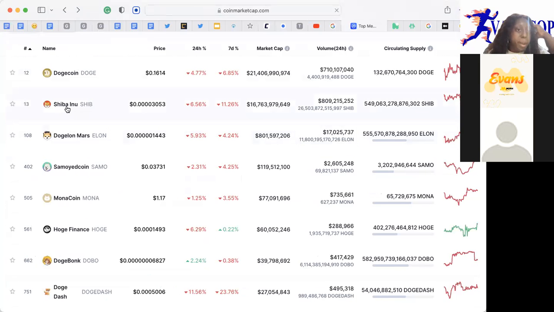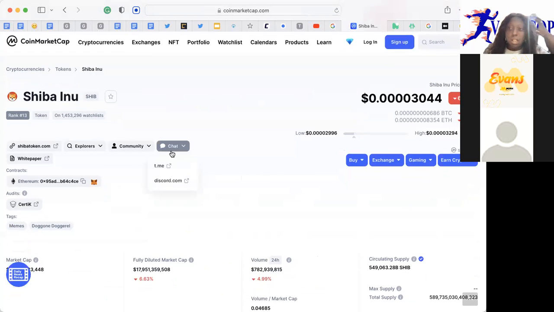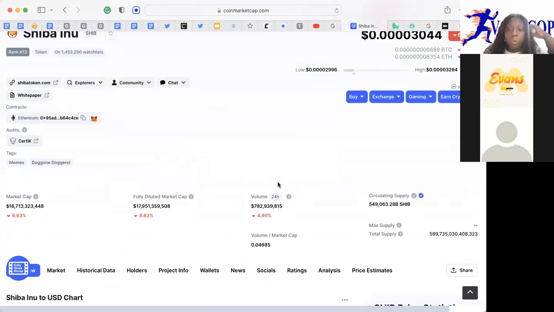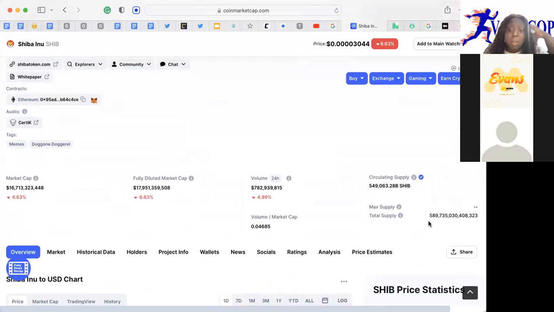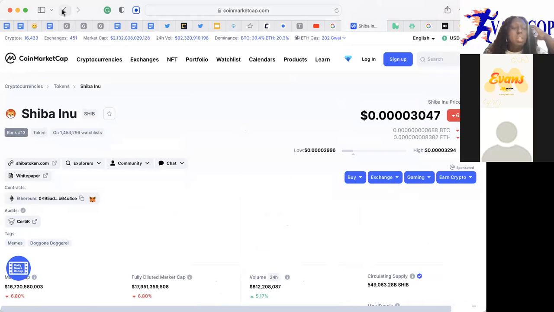But now let's look at Shiba, our popular Shiba. Of course, Shiba gave lots of profit because of the influence in marketing by popular people. But look at the quantity. We're talking about 589 million billion. What the heck is that? 589 million billion. Come on. I look at circulating supply, 549. That's not even so much that's circulating, so the quantity doesn't even help matters.